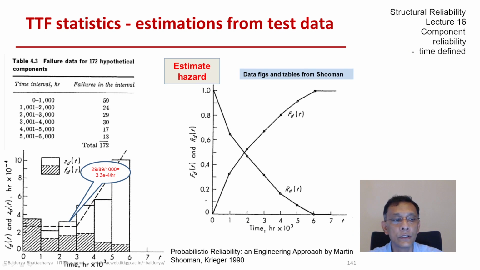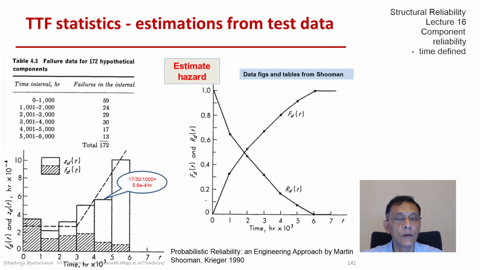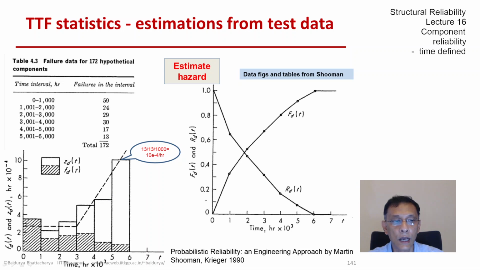So we could continue with this process, number of failures over the number of surviving elements to start with and the length of the interval. So we could keep doing that until we reach the last interval, in which we started with 13 and all failed in 1000 hours. So that's 10 to the minus 3 per hour. So that would be how we estimate the hazard function for data presented in a tabular form.